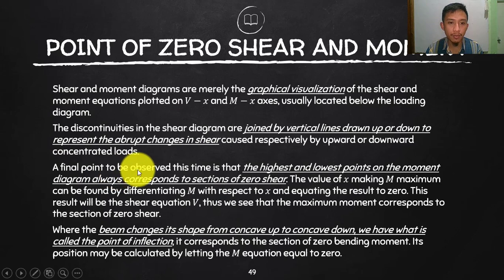And then, of course, a final point to be observed is that the highest and lowest point on the moment diagram always correspond to the section of zero shear.